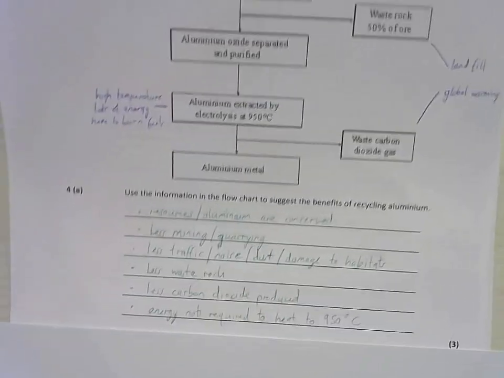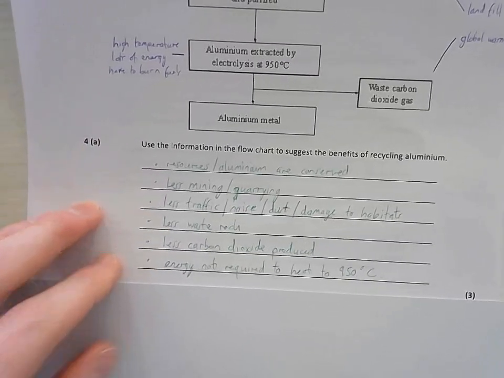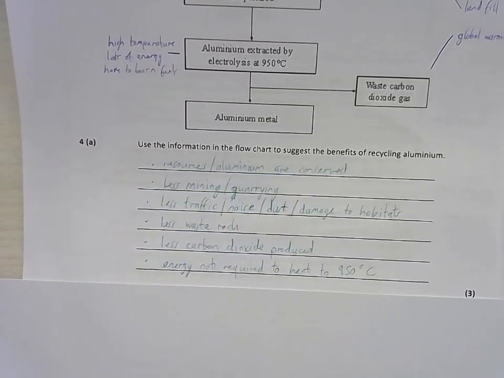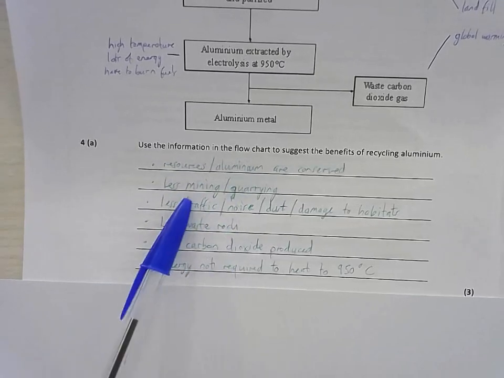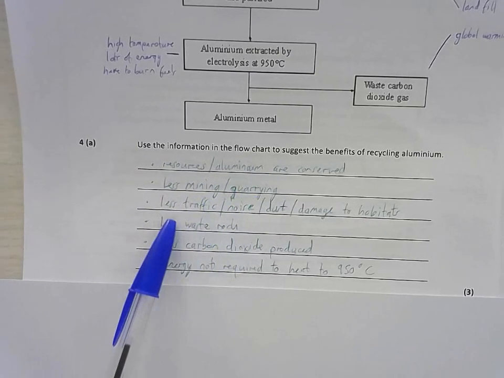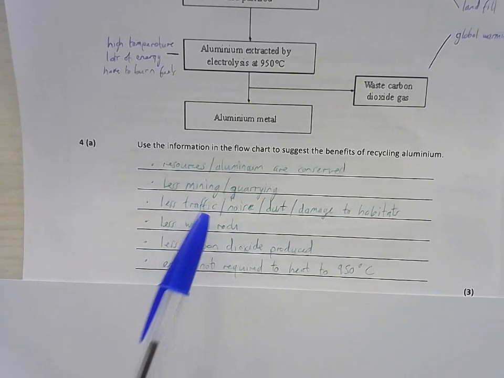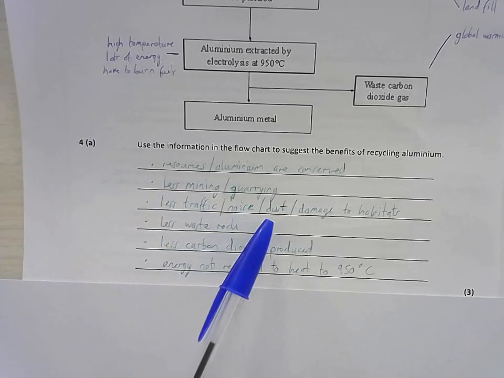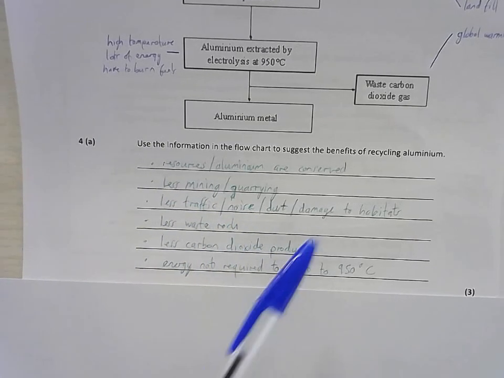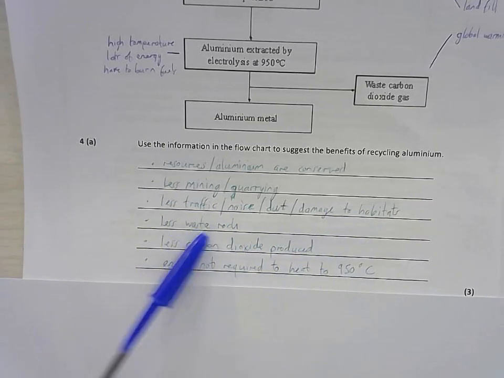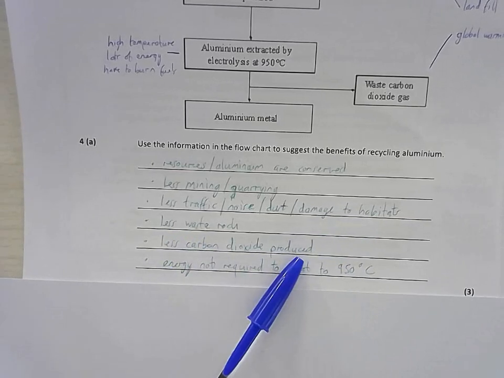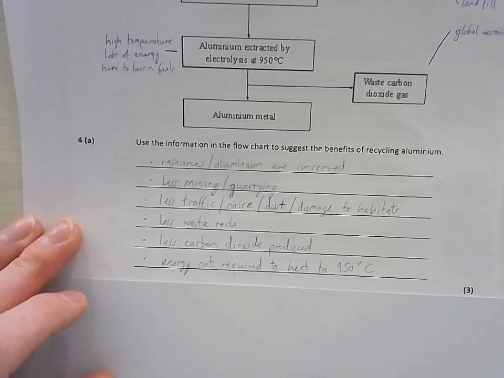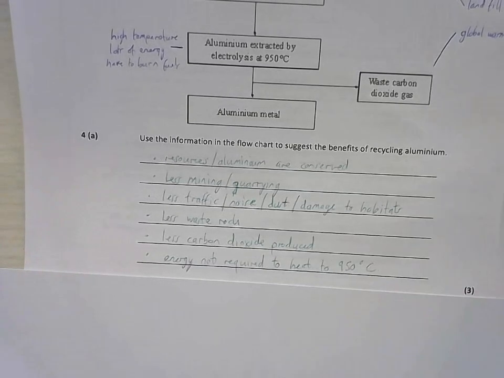These are the different options that you could choose to say why it would benefit. So 1, you're going to conserve resources or conserve aluminium, meaning you're not going to need more. You can reuse it again. Less mining, less quarrying is going to be needed. There's going to be less traffic because you'll have to have lorries come and pick up the aluminium and ore and transport it. So less traffic, less noise, less dust in the air from the explosions at the quarry, less damage to habitats. You're going to produce less waste rock, you're going to produce less carbon dioxide, and you're going to need less energy because you're not going to need to produce this 950 degrees Celsius heat. So any of those 3 points would get you your marks.